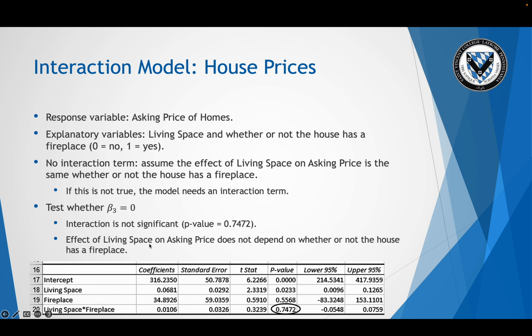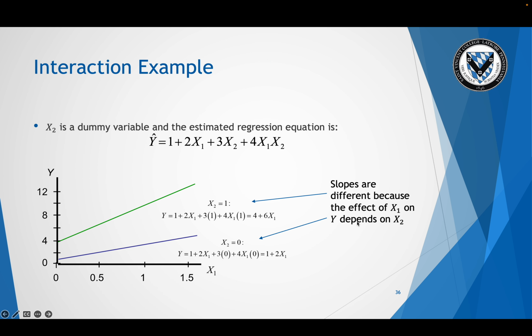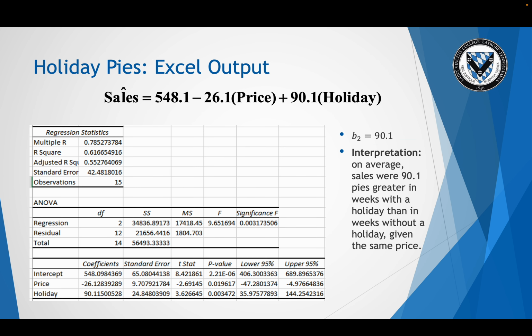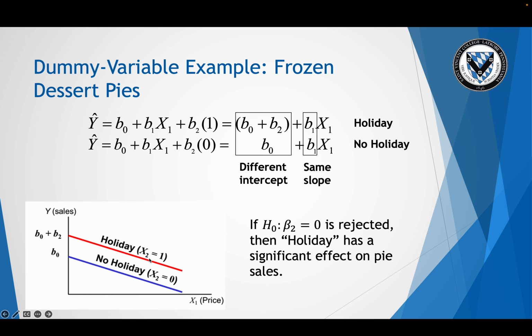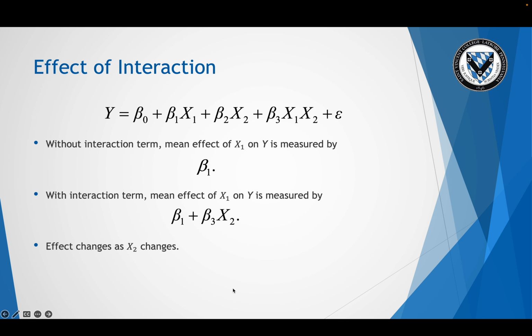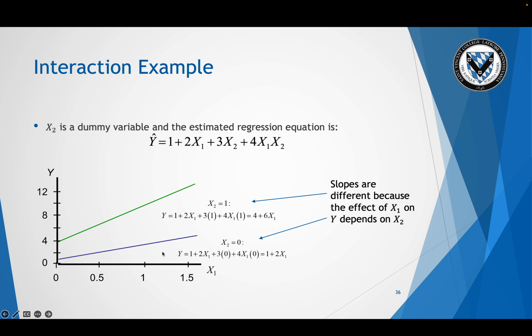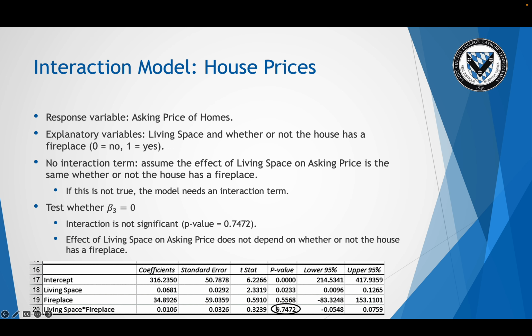So what that means is that the effect of living space on asking price does not depend on whether or not the house has a fireplace. So this means that we would have that example where both our two lines are parallel to one another. You can think we'd have fireplace up here, non-fireplace down here. It is not something like this where the slopes are different from one another. But let's say it was significant, then we would just say the effect of living space on asking price does depend on whether or not the house has a fireplace.